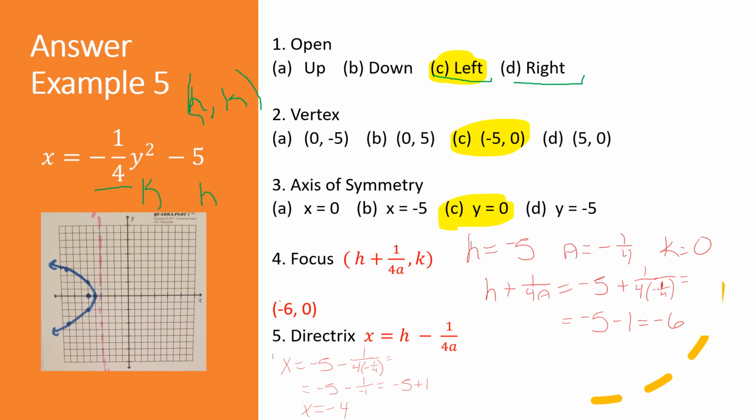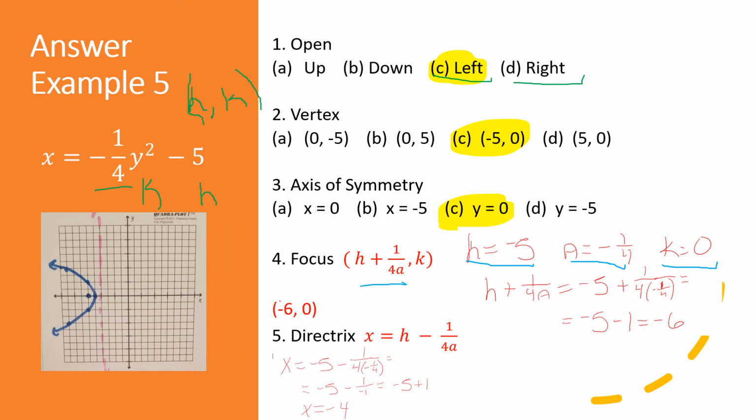Axis of symmetry is y equals 0. Again, it's whatever the y value is, or the k value. And then again, I get my focus and I get my directrix using these values, h, a, k. Plug them into the fabulous formula here, and it gives me the points.